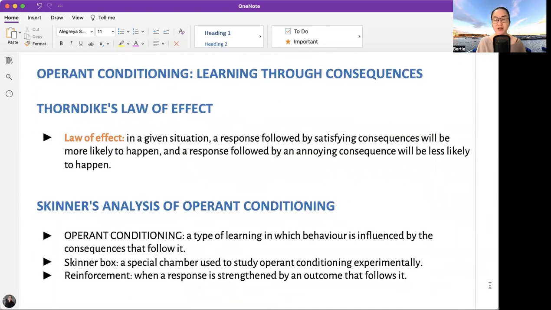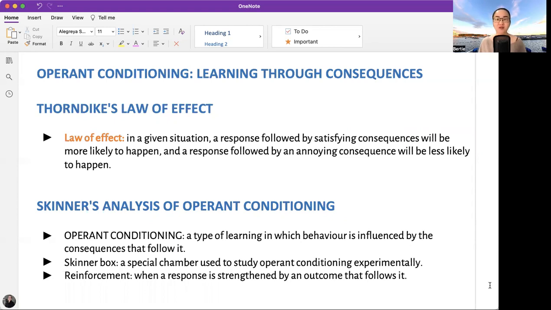Operant conditioning: learning through consequences. Thorndike's law of effect. In a given situation, a response followed by satisfying consequences will be more likely to happen, and a response followed by an annoying consequence will be less likely to happen.